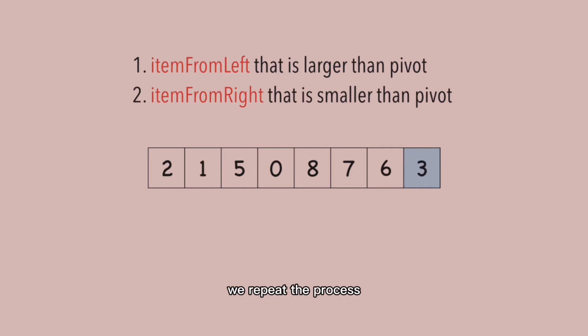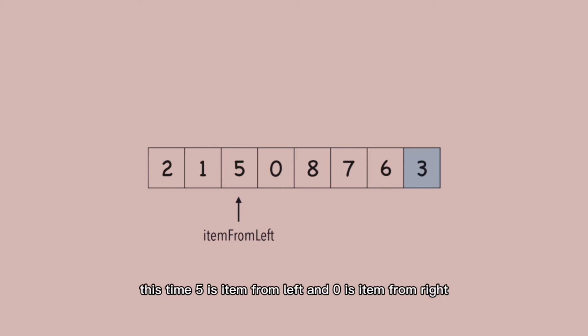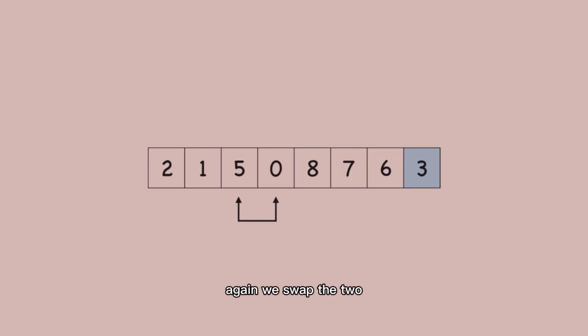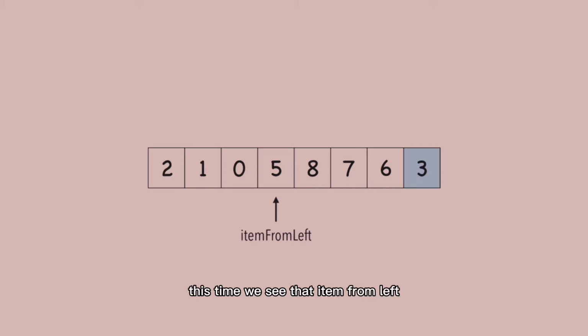We repeat the process. This time, 5 is item from left, and 0 is item from right. Again, we swap the 2. One more time. This time we see that item from left has a greater index than item from right, so we know we're done.